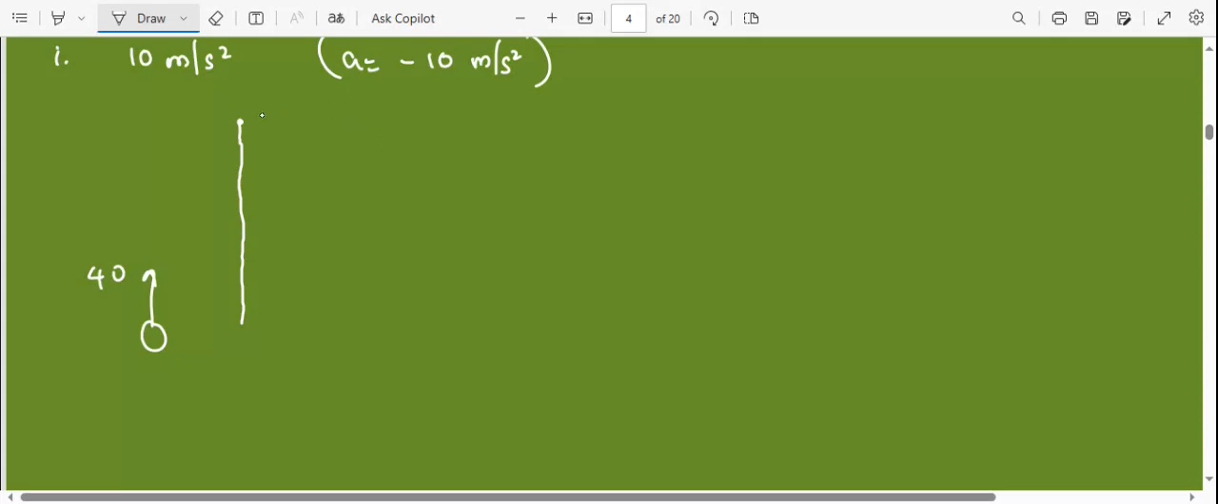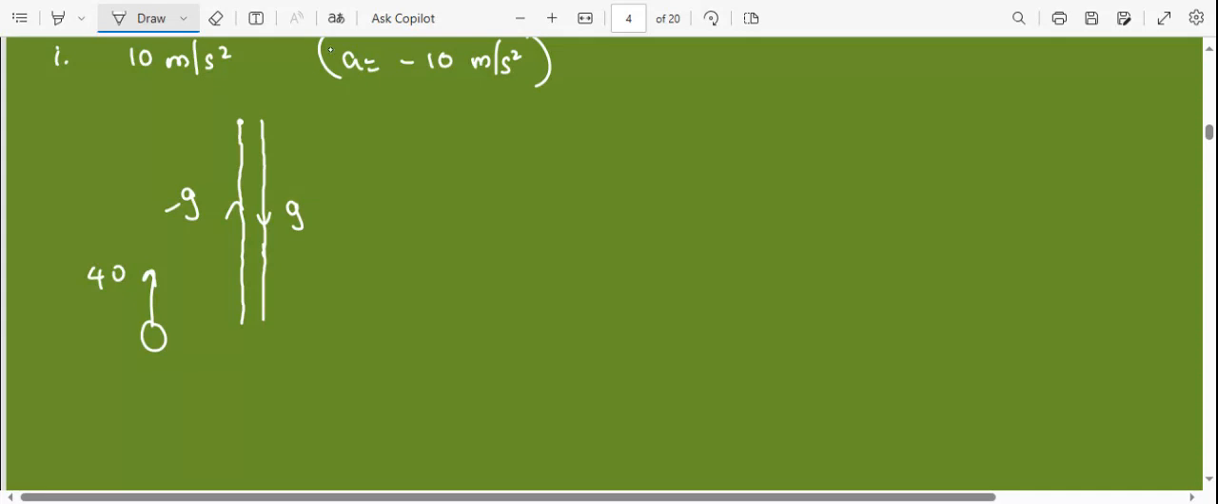So what will happen at this point, its weight is acting downward. As a result, this object starts to accelerate downward. When it is going upward, it will be going with a g deceleration. As it comes downward, it is coming down with a g acceleration. So that is what we were discussing.